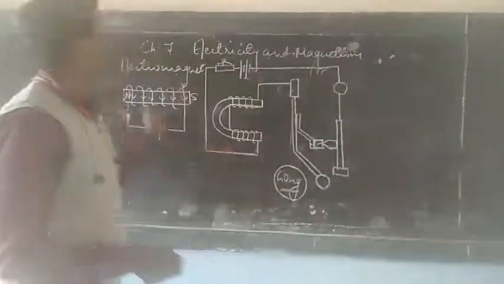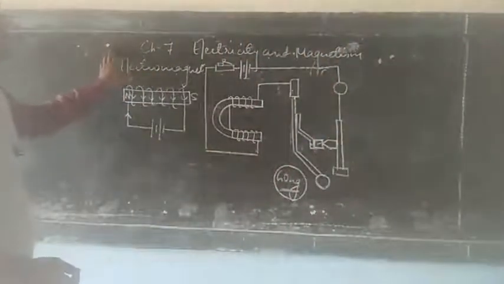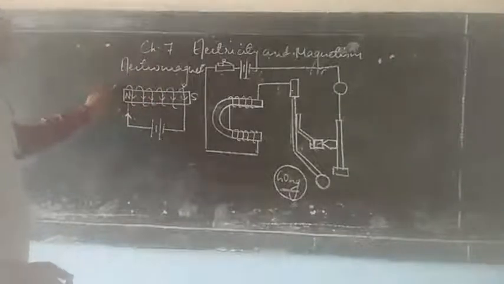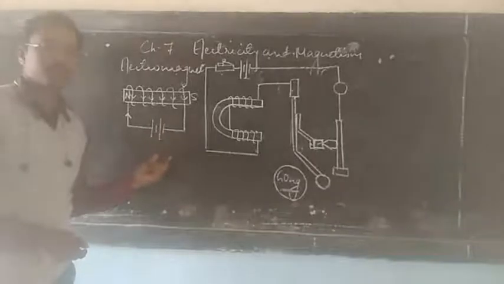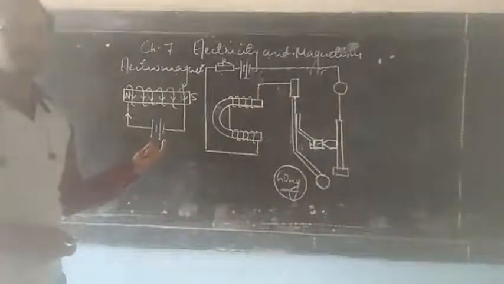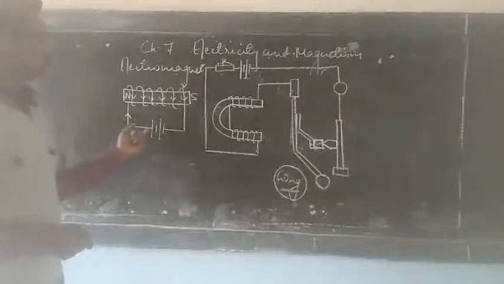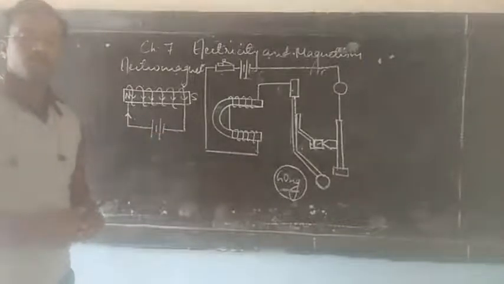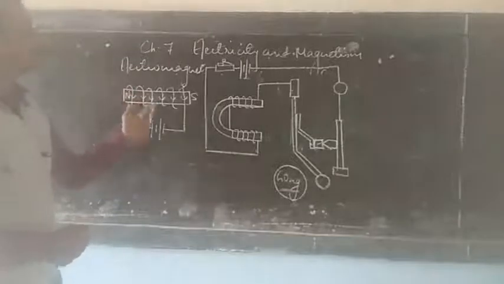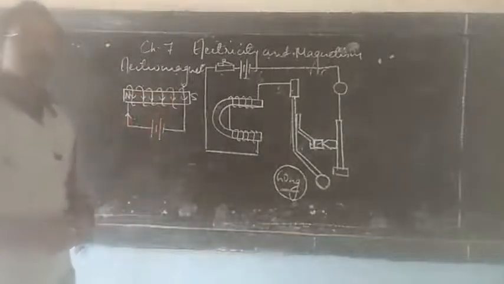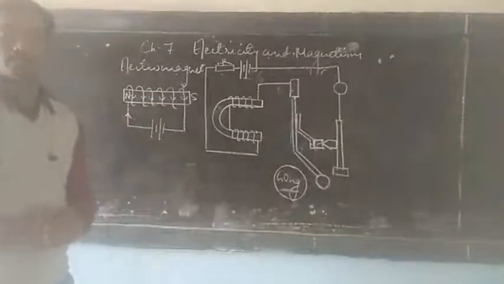This is called an electromagnet because this iron bar has been made a magnet with the help of the electric current. You can see this is the battery with which this wire has been connected, and as we press the switch, the current begins to flow and it will now behave like an electromagnet.